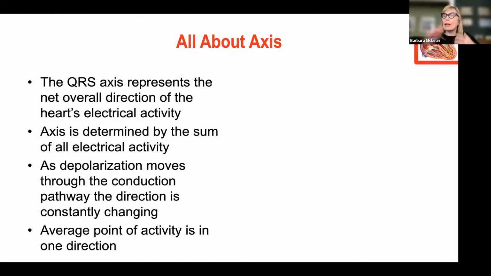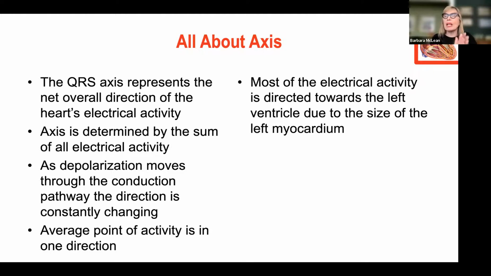So remember, as you are depolarizing the ventricle, directions are continuously changing, but we're just looking at that average point of activity. And in general, the average point is pointing to the patient's left side and down towards the foot. So we're going to say average axis is to the left. You can see my hand, left foot, which is really where the apex is pointed. And remember, the apex is the largest muscle mass of the myocardium.